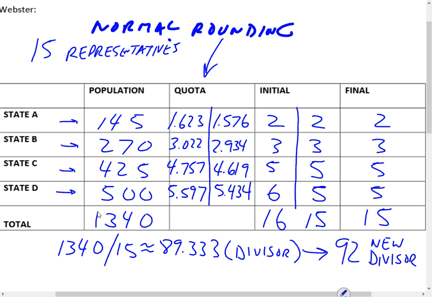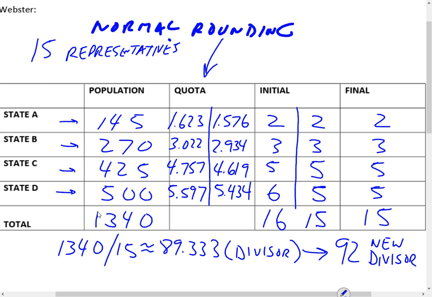Webster's method was used periodically throughout U.S. history. In between are Jefferson and Adams and the last one. What's the last one's name? Huntington Hill. Up until this point, politicians have been figuring out the rounding.